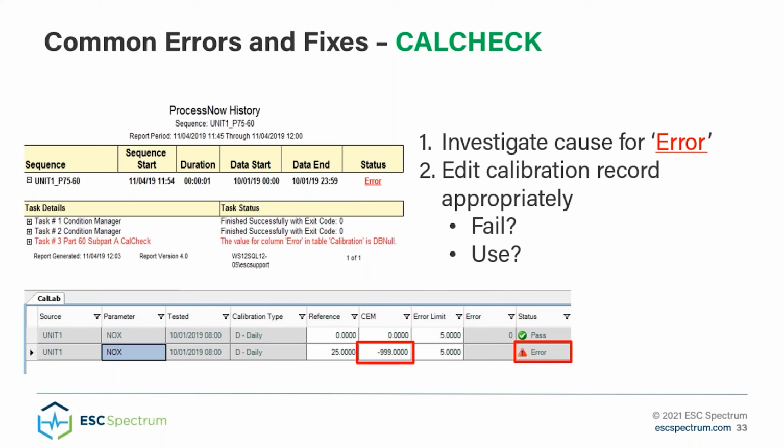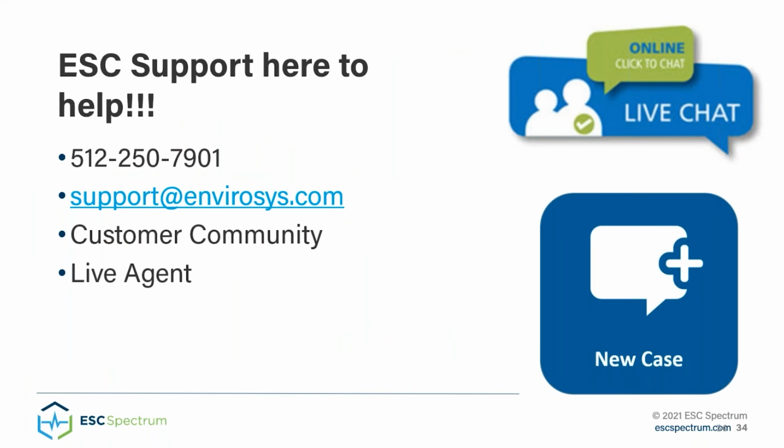And if you ever see the -999 value in your CalLab, that is just our null value for our database. So either the calibration, as I said, needs to be checked for not in use or changed to fail as well. And I believe that is all of the common errors we were going to cover.